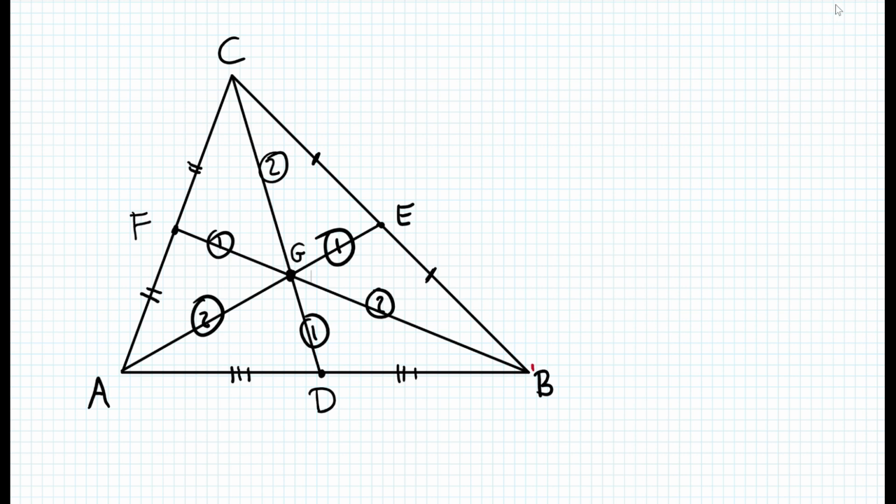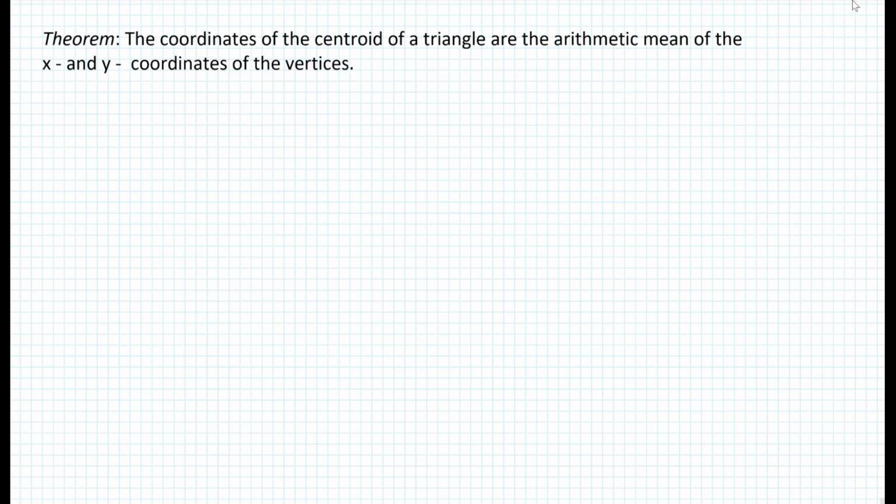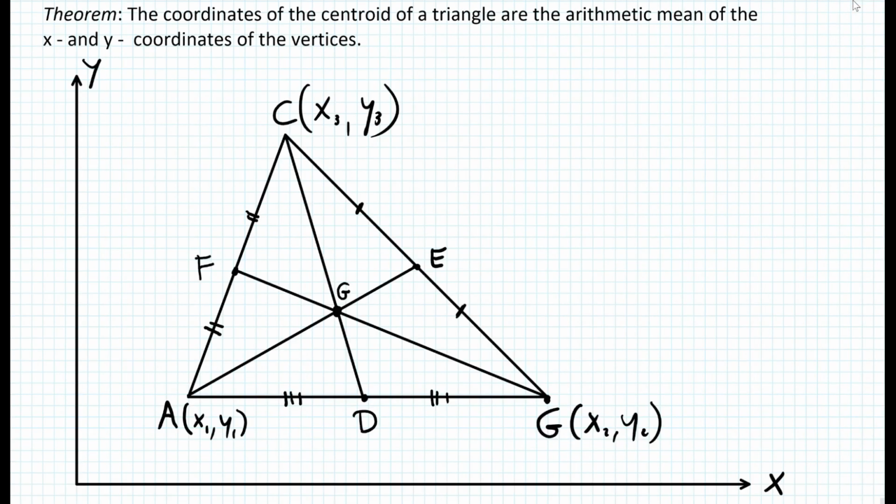Okay, so let's prove our last theorem for today. The coordinates of the centroid of a triangle are the arithmetic mean of the x and y coordinates of the vertices. So in this theorem, we're saying the following. Let's say vertex A has coordinates x1 and y1.